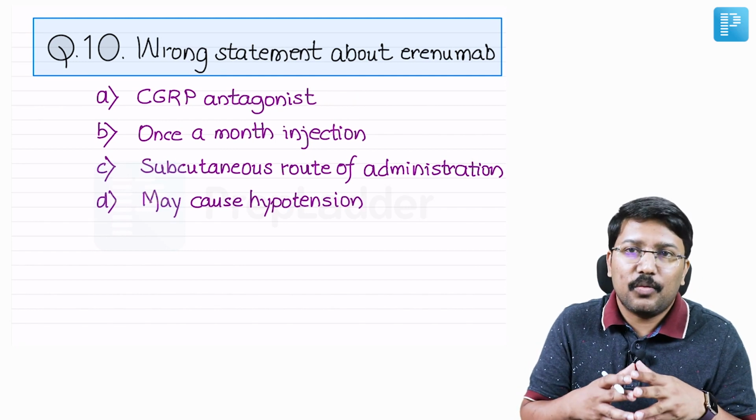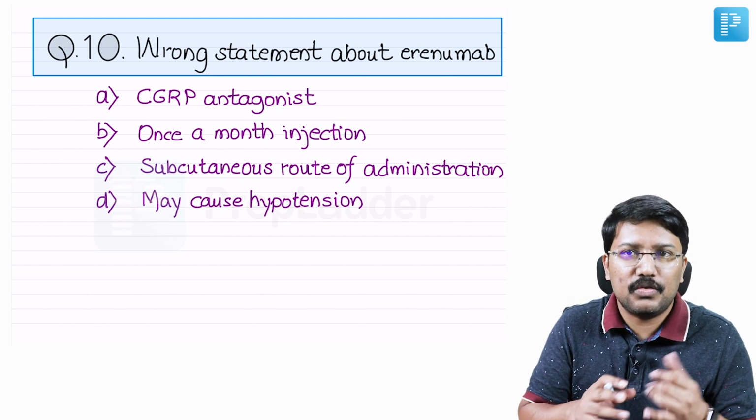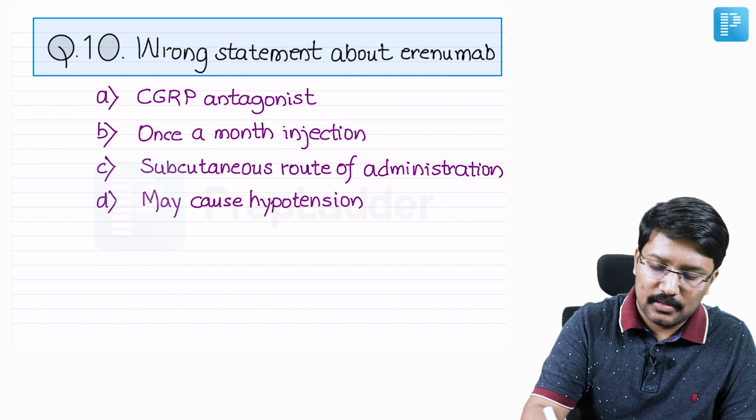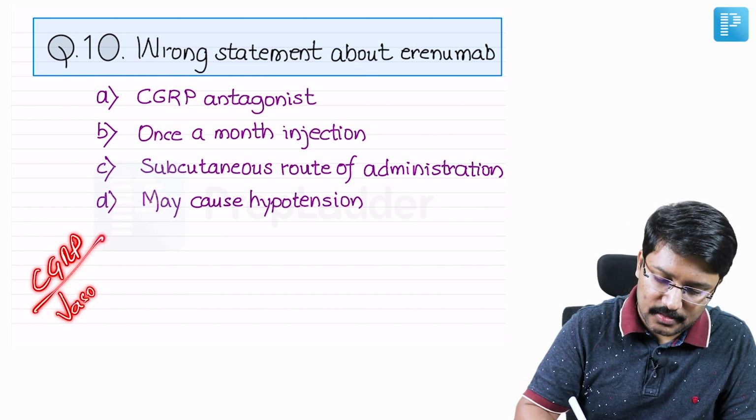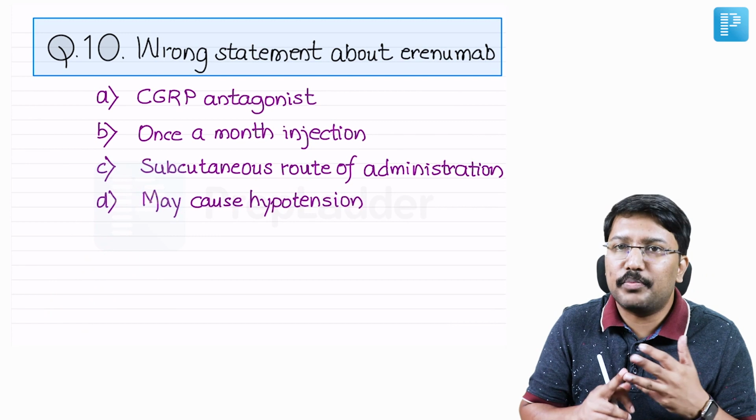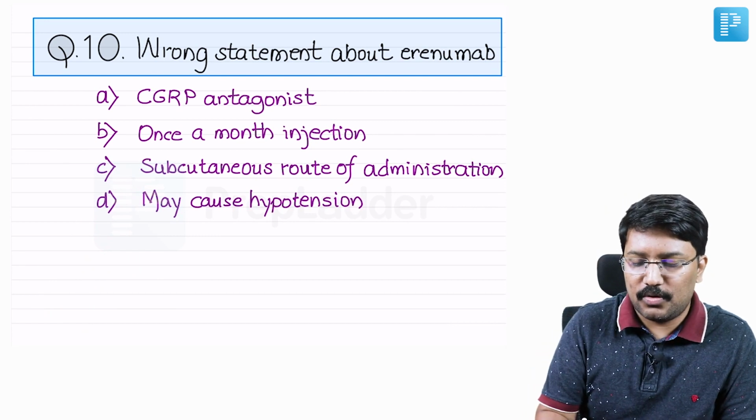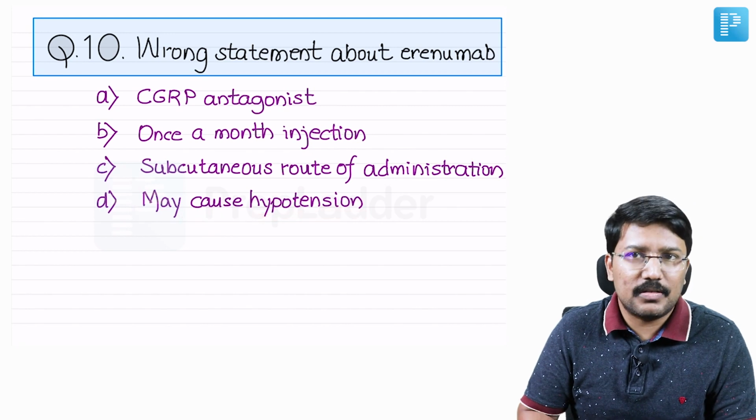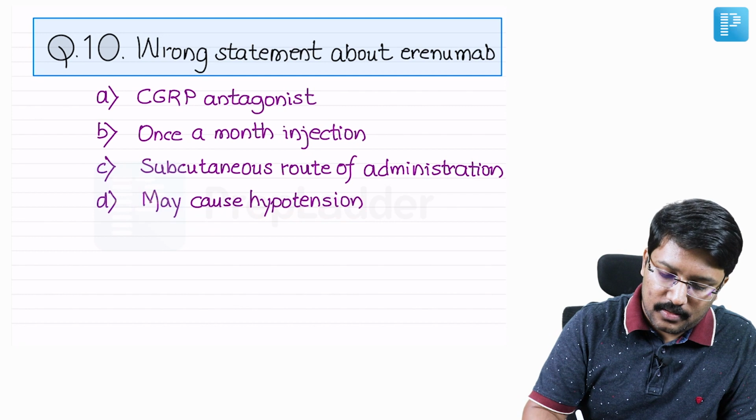Okay. This shouldn't have been a very difficult question for those who know the physiological role of CGRP. One important role of CGRP is that it is a vasodilator. Now, if you are blocking the CGRP action, are you going to get hypotension or hypertension? Theoretically hypertension, right? Okay, so this option is talking about hypotension, which is a false statement, right? So the right answer here is option D.